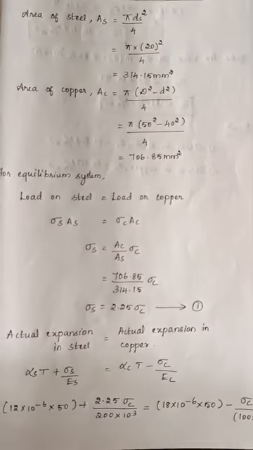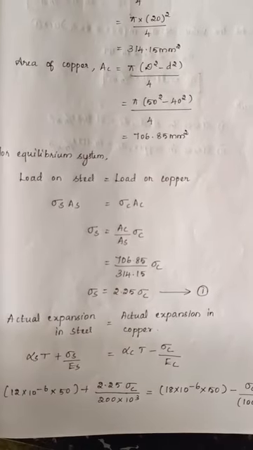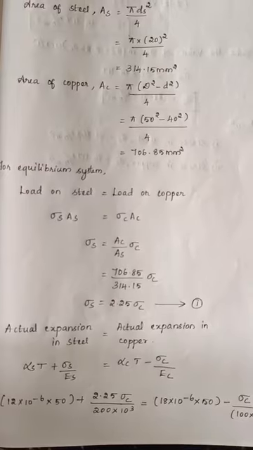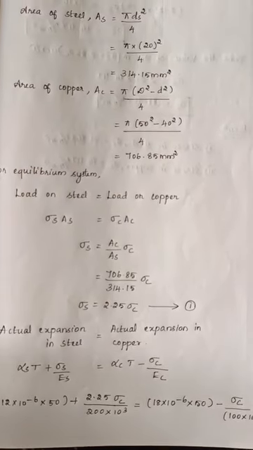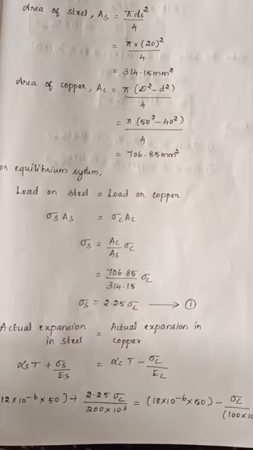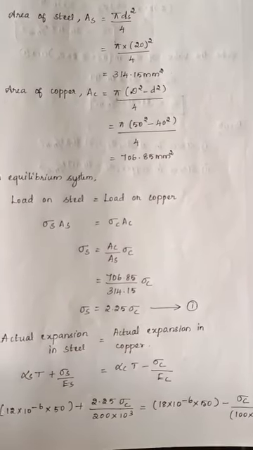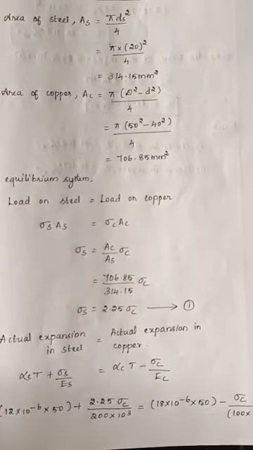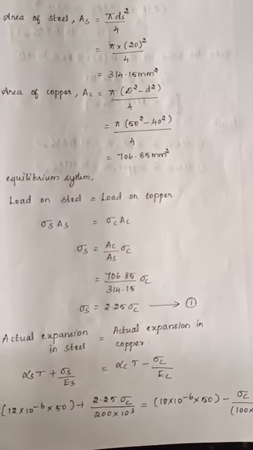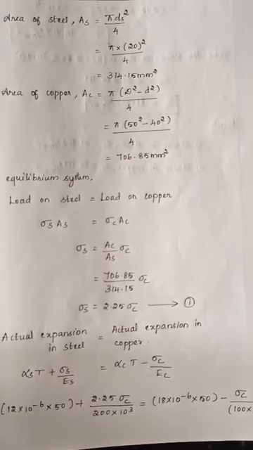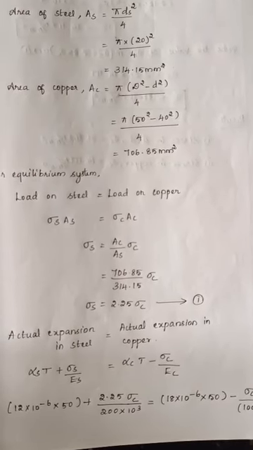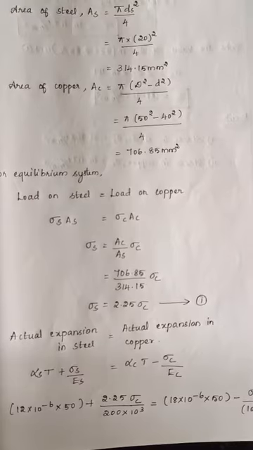Therefore, the first step is to calculate the area. Area of steel As equal to pi ds square by 4. This is the normal area formula, area of circle pi d square by 4. Here we are using the steel material, therefore we represent it as A suffix S equal to pi ds square by 4. The ds value is given as 20, therefore pi into 20 square by 4, the value is 314.15 mm square. The unit for area is meter square or mm square. Here we substitute the diameter value in mm, therefore the unit is mm square.